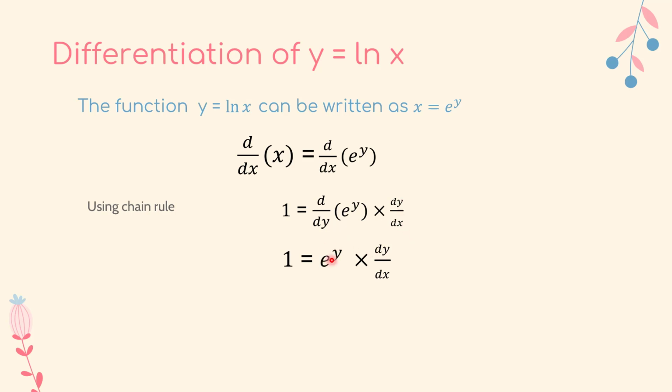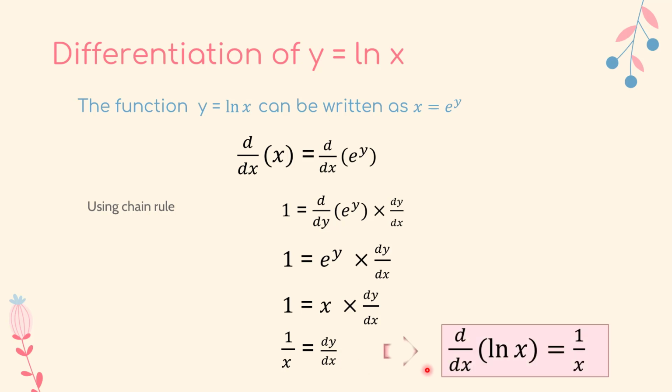Since e to the power of y is x, we change it back to x, and we have 1 over x is dy/dx. So if y is ln x, then the derivative of ln x will be 1 over x. So now we have already differentiated ln x.